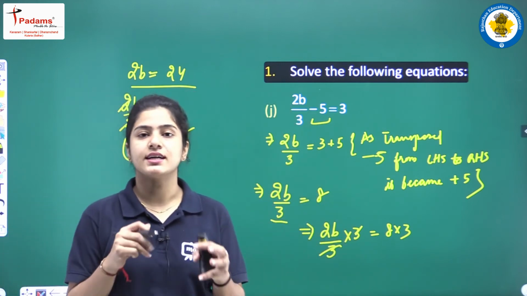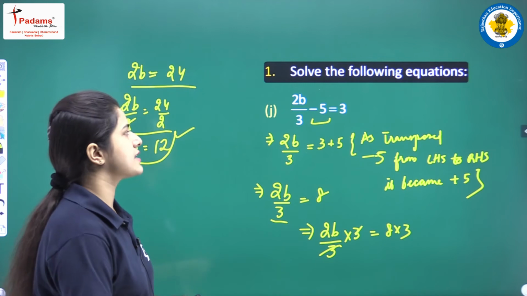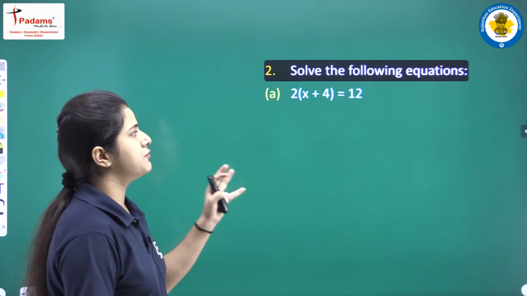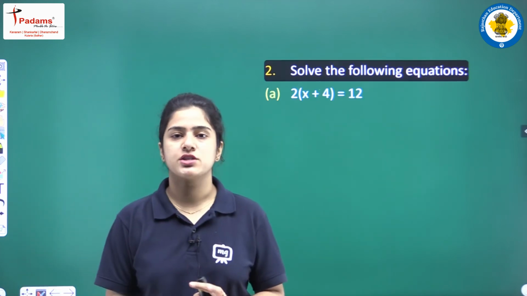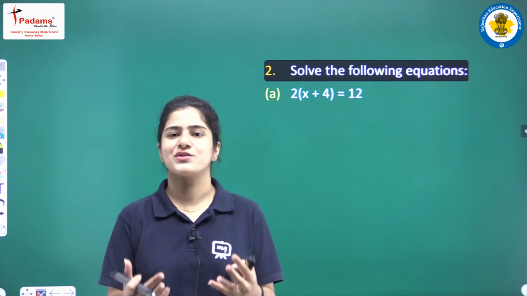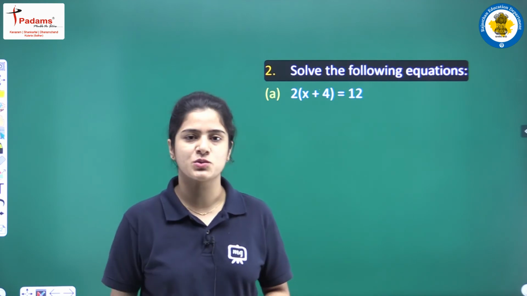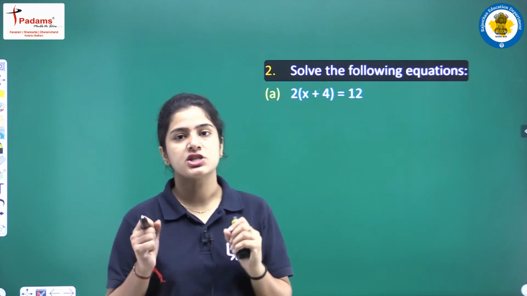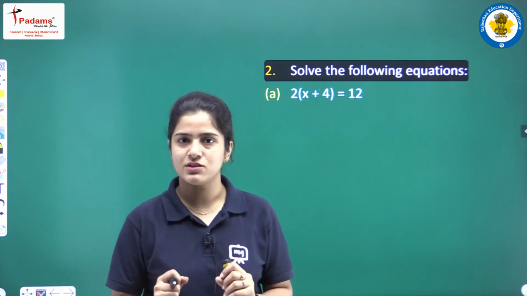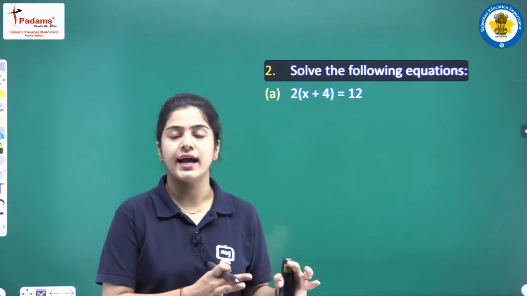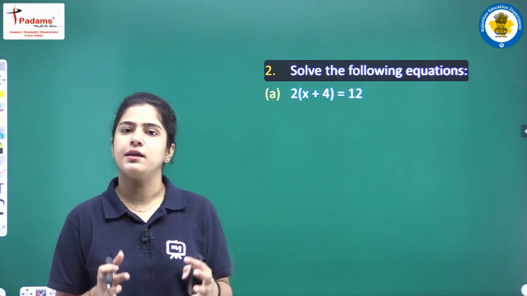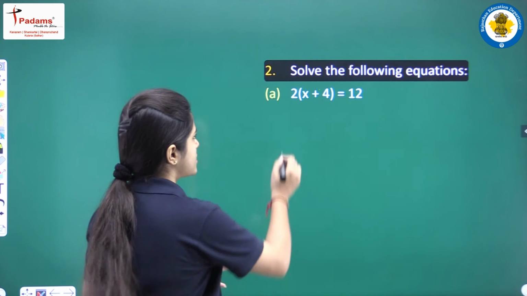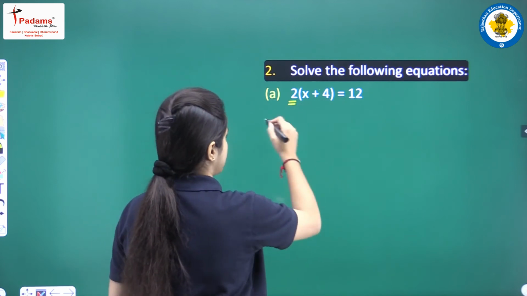Now we'll be discussing the second question students. What is the second question? Solve the following equations. In this particular question, you have to solve the equation, that is, you have to find out the value of the variable. Have a look at this: 2 is in multiplication with the complete bracket. So we will divide by 2 on both sides to eliminate this 2.